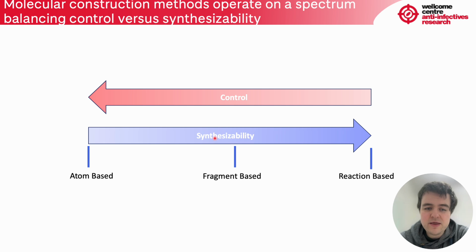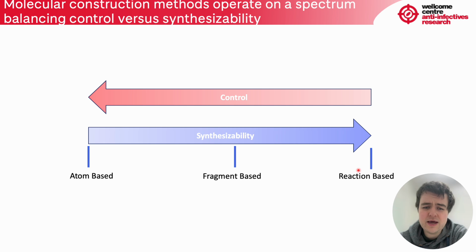So in the middle then we have fragment-based, and fragment-based tries to couple large building blocks together, and from that we get a little bit less control, but we get more synthesizability because we presume that our fragments, our building blocks, should be things that we can actually make or have to hand in the lab. And then finally, at the far end here, we have reaction-based, which has a maximum amount of synthesizability.